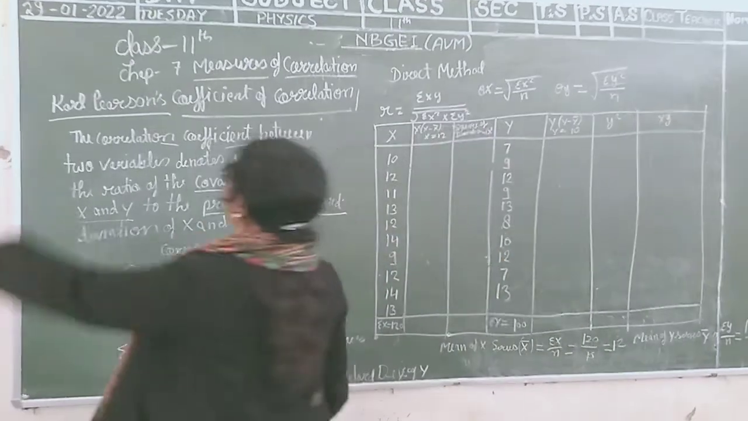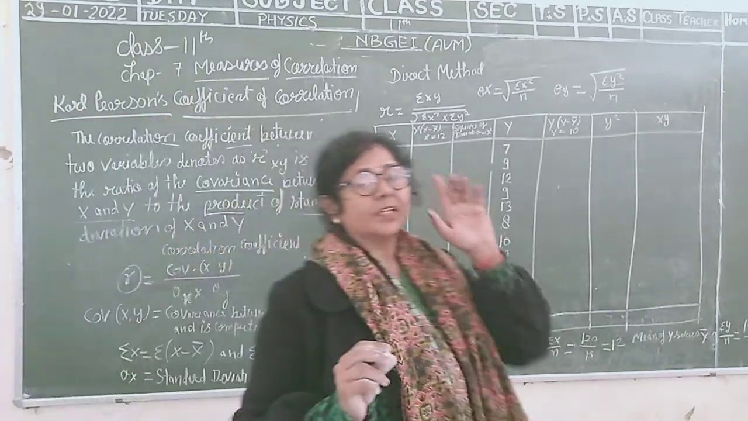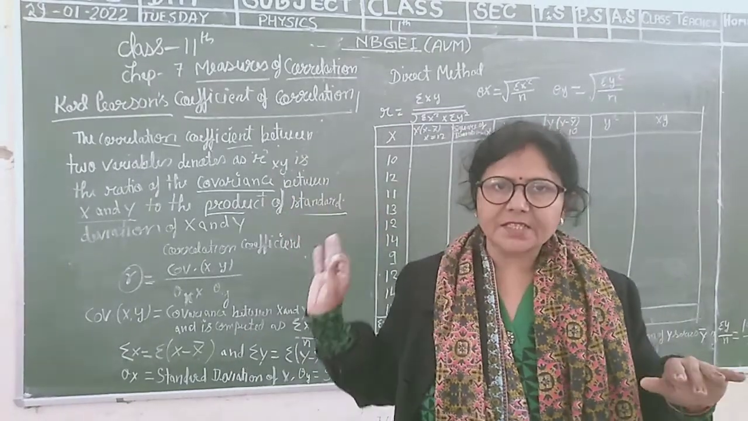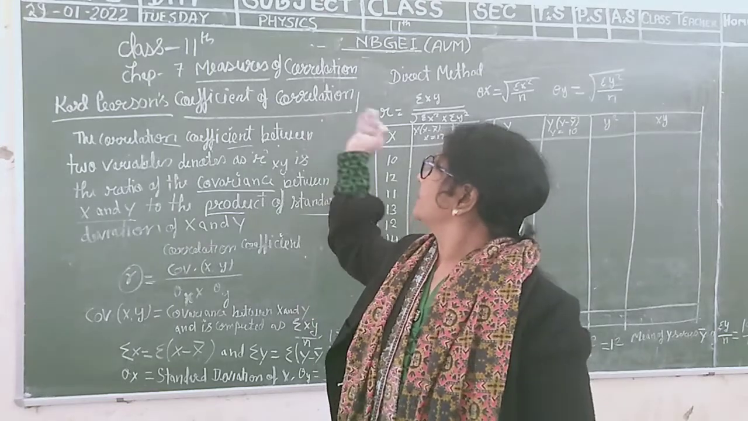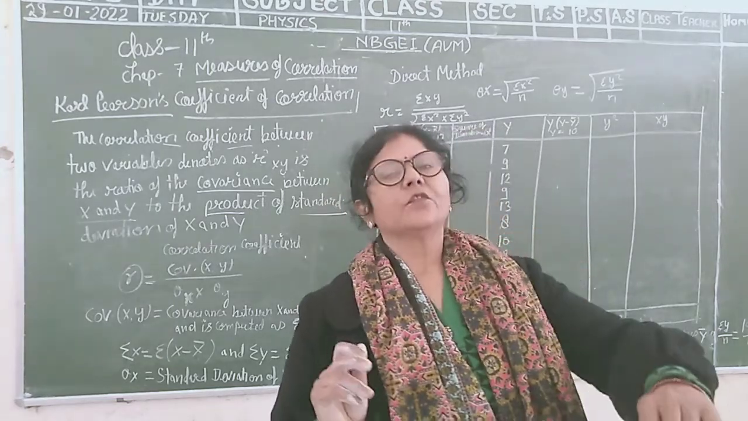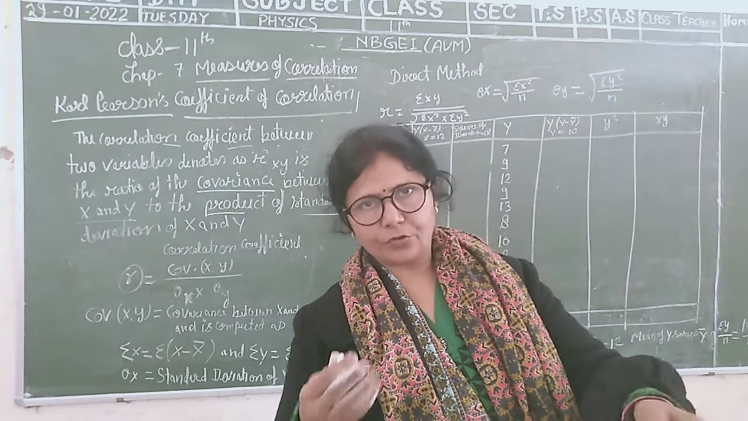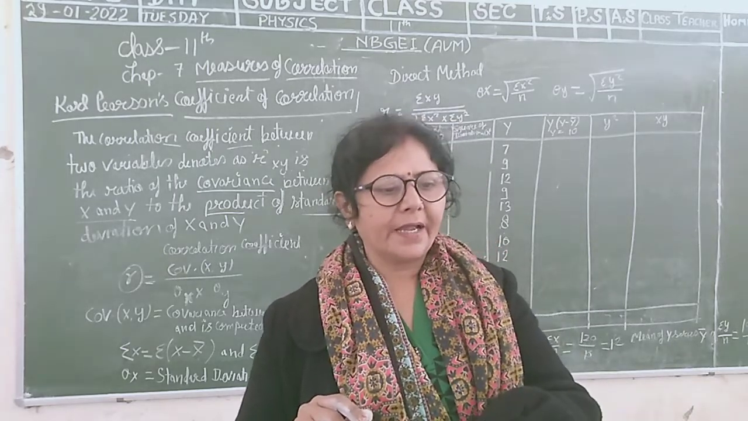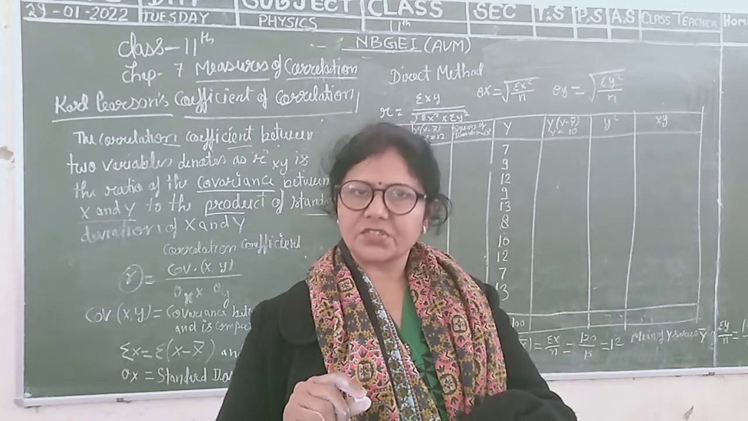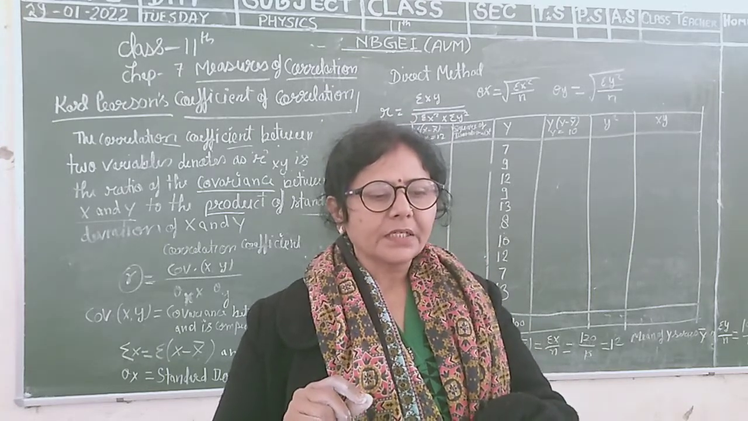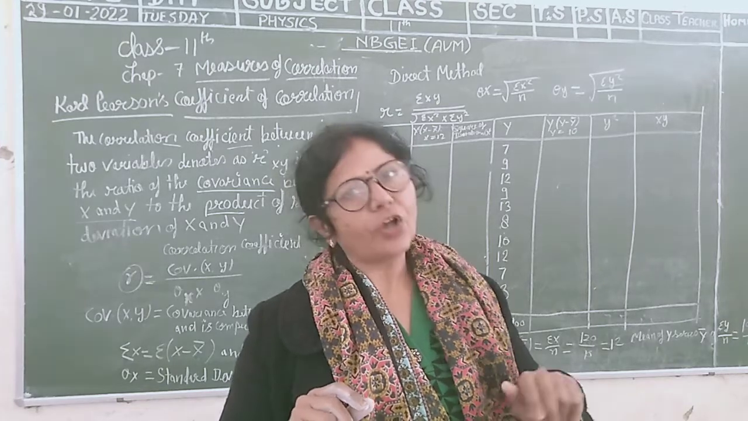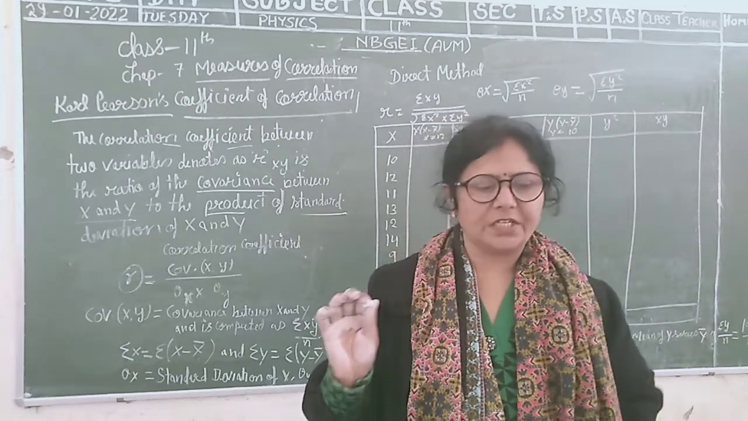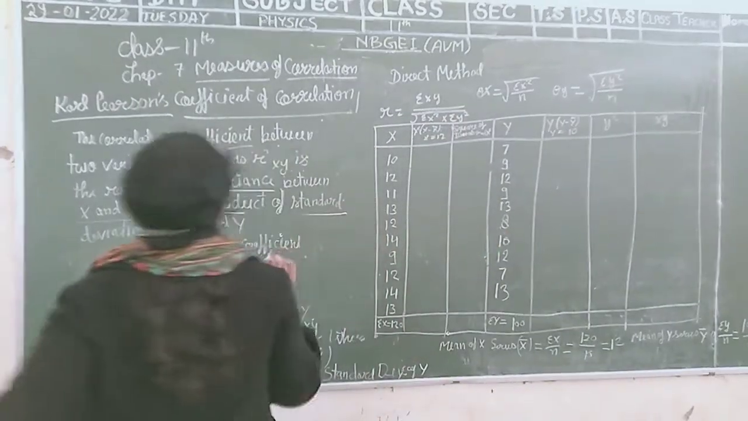Okay. So now, students, there are four methods of illustrating measures of correlation. First, scatter diagram, which I have told you. Second, Karl Pearson's coefficient of correlation. Third, Spearman's rank correlation. Fourth, concurrent deviation. Today I am going to tell you Karl Pearson's coefficient of correlation.